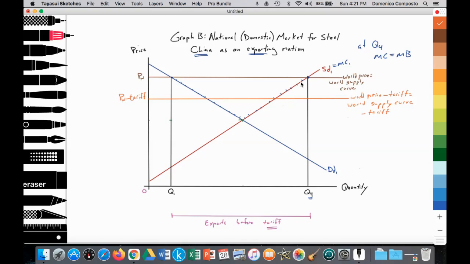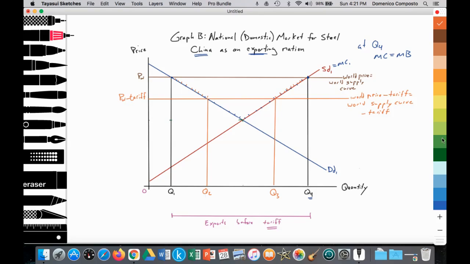All right? So what happens to the quantity supplied? The quantity supplied, because the price received by the producer that is exporting steel decreases, will decrease along their supply curve. So the quantity supplied decreases to this point, from Q4 to Q3. Okay? And the domestic quantity demanded will increase from Q1 to this point, Q2. So there'll be more domestic consumption of steel in China.